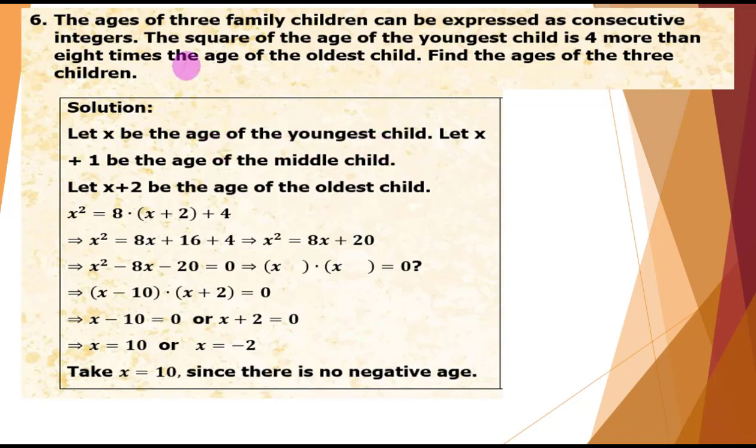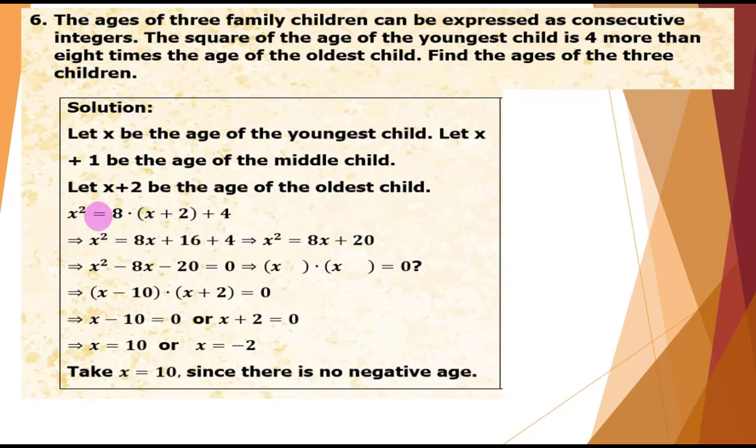It says here, the ages of 3 family children can be expressed as consecutive integers. So we have x plus 1 be the age of the middle child, and of course x plus 2 be the age of the oldest child. Then it says the square of the age of the youngest child, that is, youngest is x, so x squared is 4 more than 8 times the age of the oldest child.